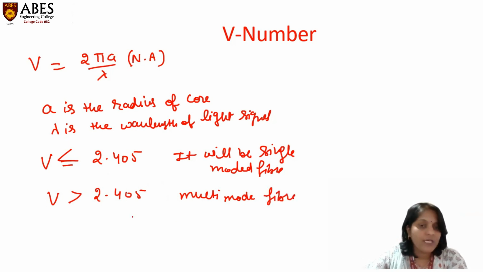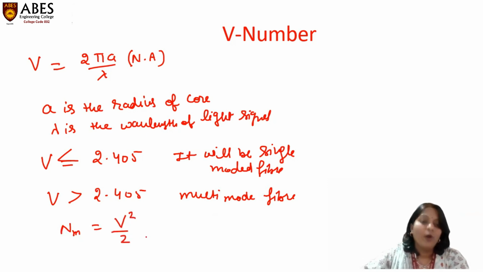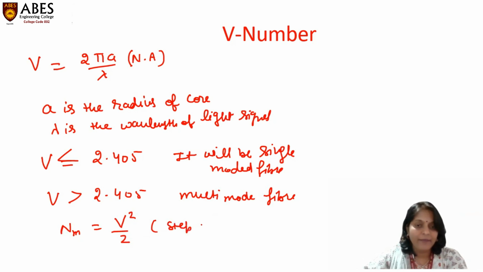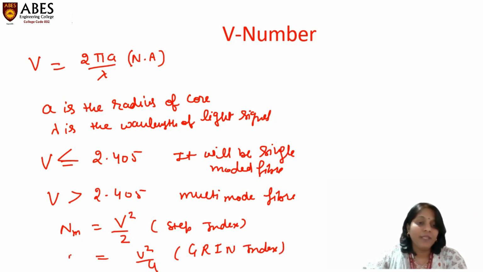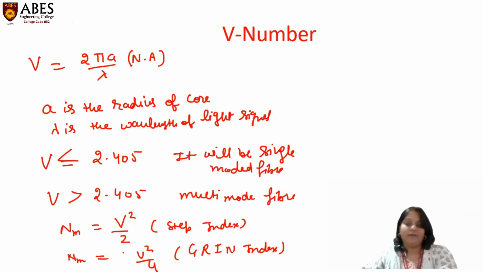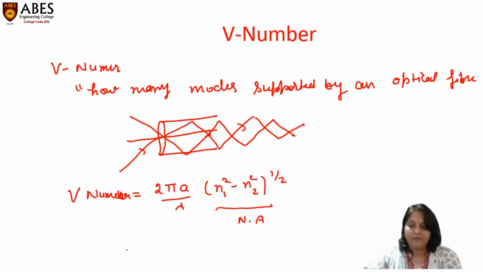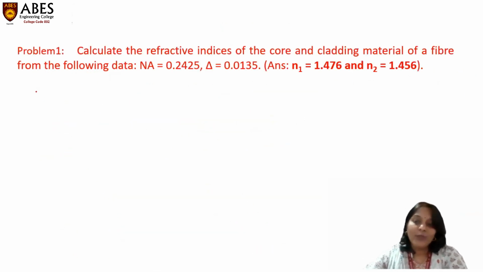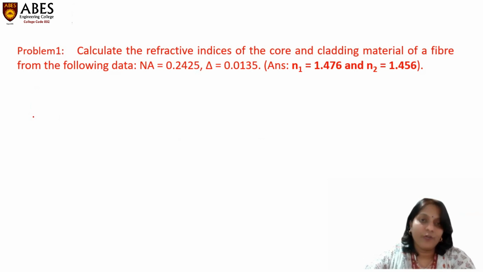So how many modes are propagated? The number of modes can be calculated as V square by 2 for the step index fiber and V square by 4 for the graded index fiber. We can calculate the number of modes from here.